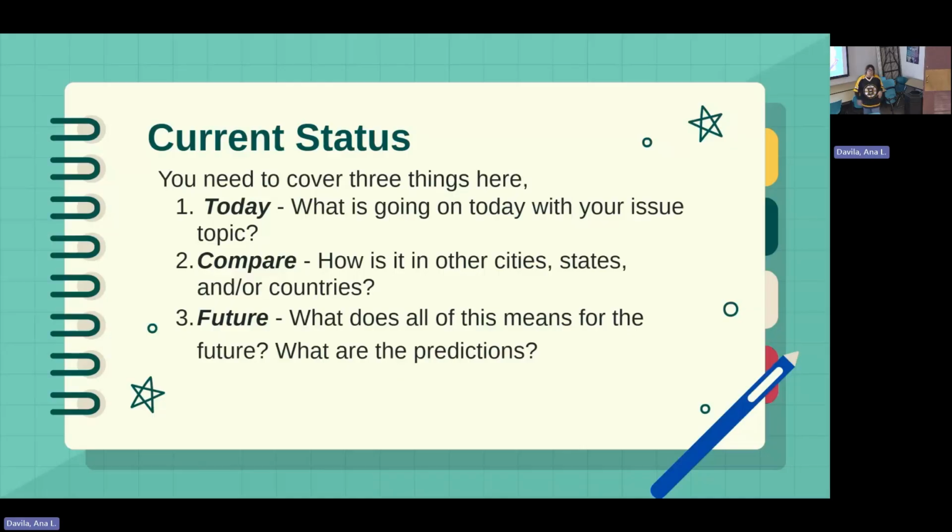And then the future. So in here, I'm not asking you what is going on. I want, after you read all of this, what do you think? What are the predictions? Do you think it's going to stay as it is? Not that you think, because remember, all of it is to be impartial. You don't have to put your opinion, but after reading everything, you're going to have a general idea of what can happen in the future with your issue.